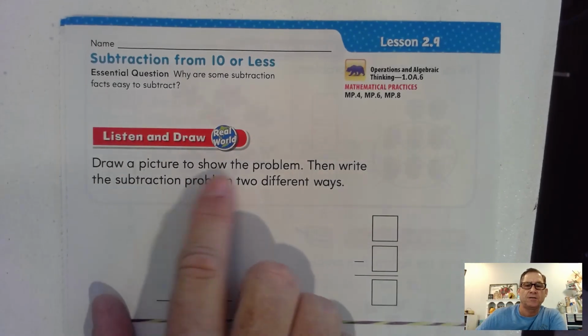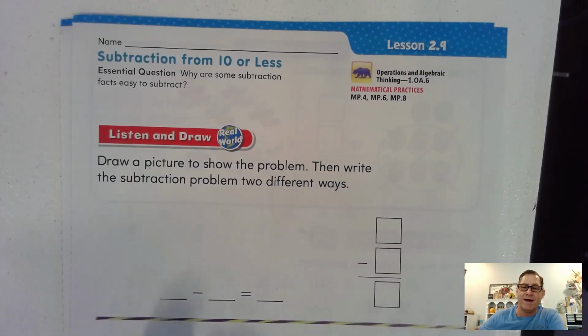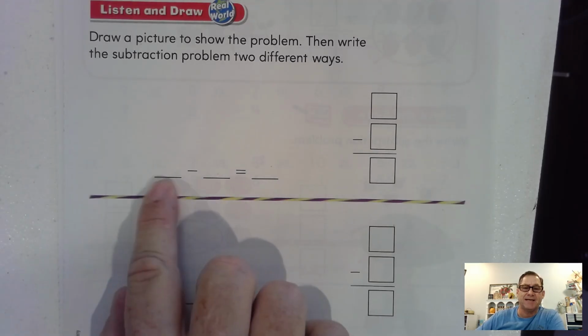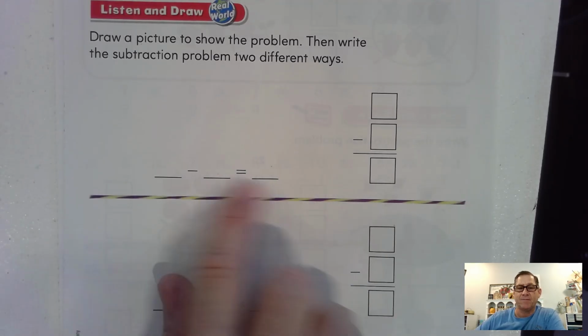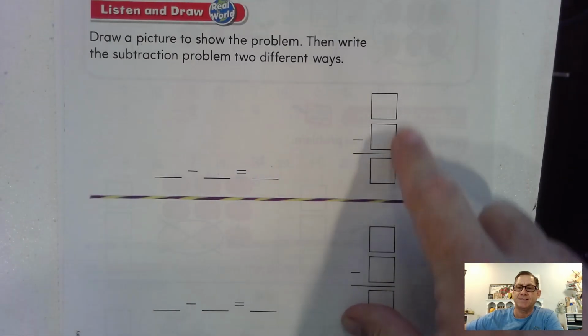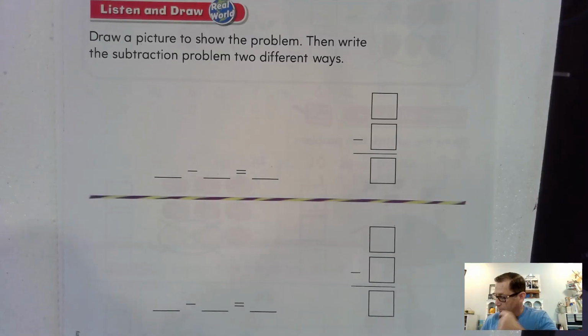Draw a picture to show the problem. Then write the subtraction problem two different ways. Okay, and we notice that we have a subtraction sentence horizontally, that means left to right, and we also have a subtraction sentence that's vertical, which is up and down. Okay, so here's the problem.